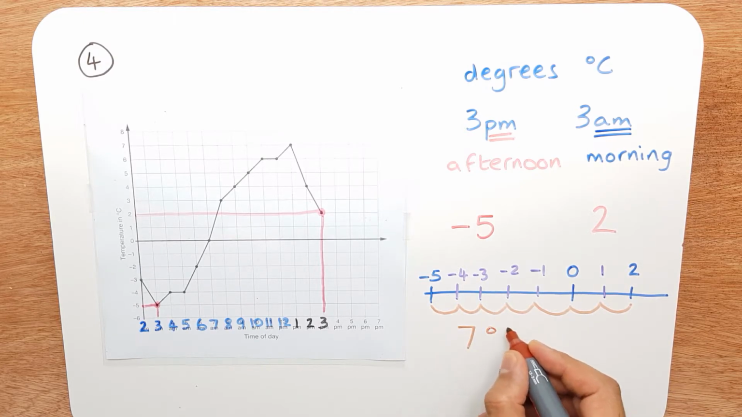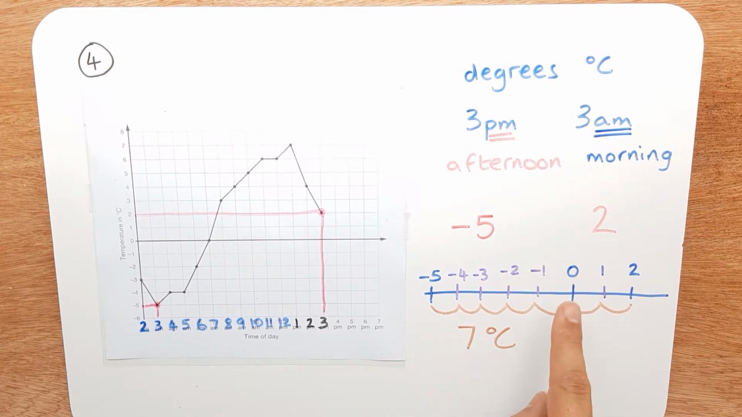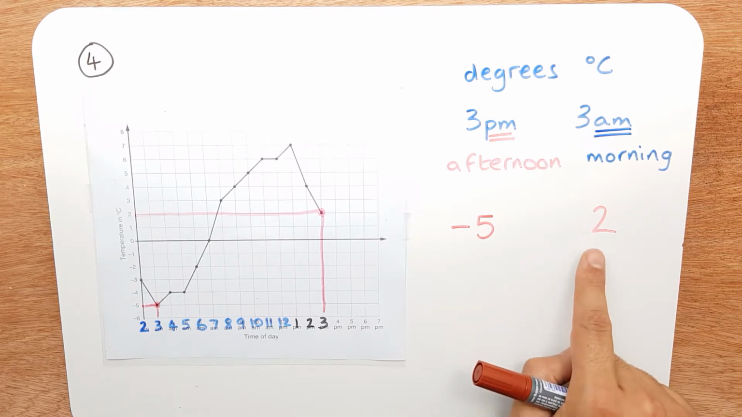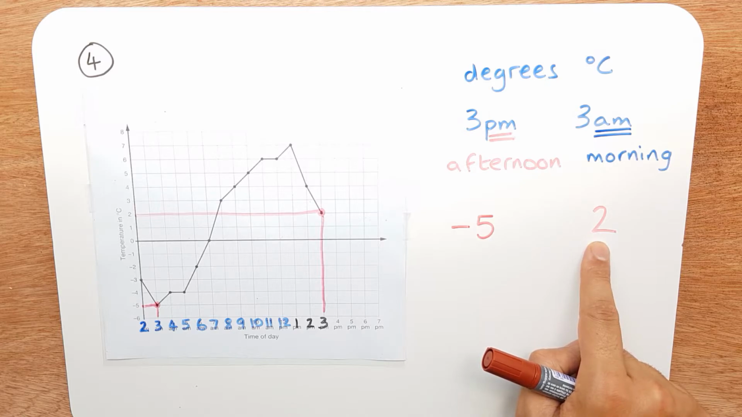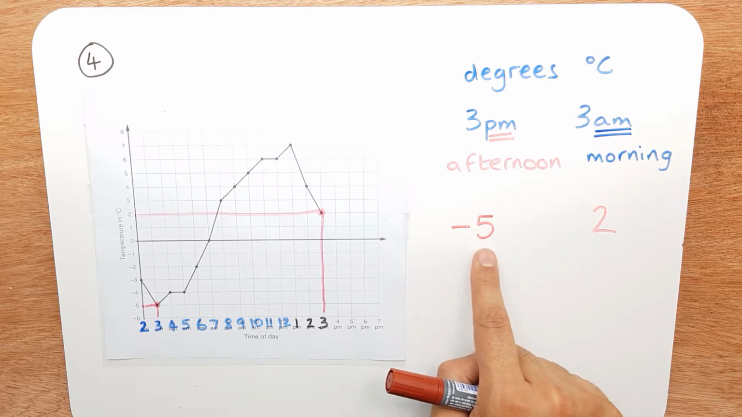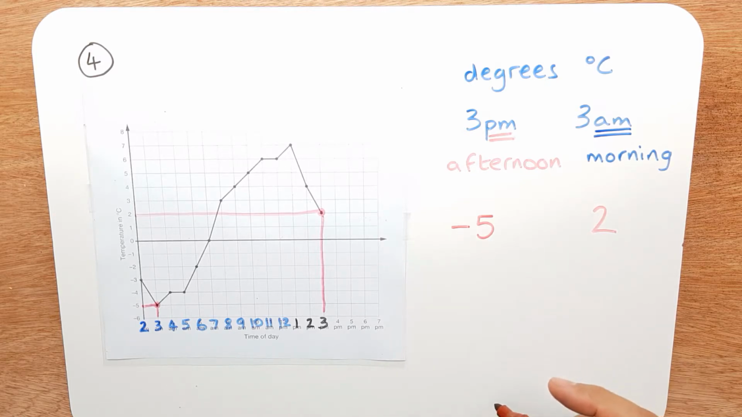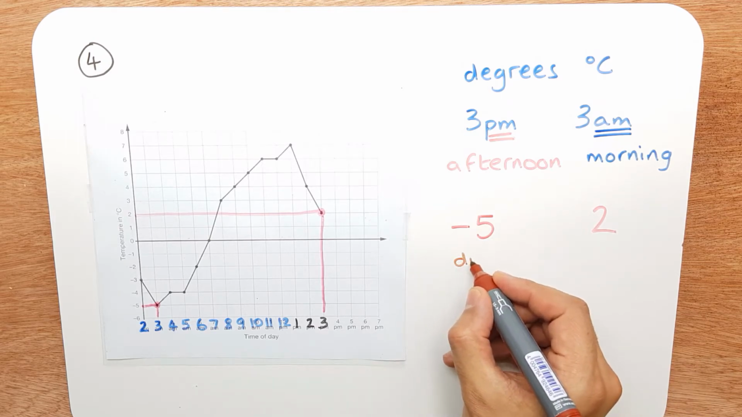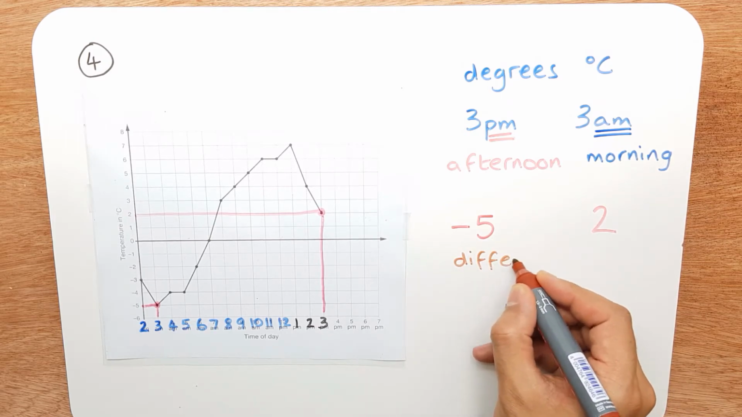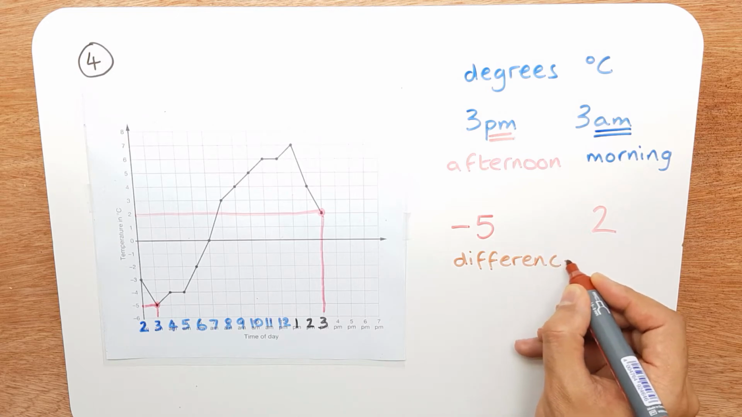7 degrees Celsius. Now there's another way of doing this, is to work out the difference. So let me rub this out. I now want to work out the difference between 2 degrees Celsius and -5 degrees Celsius. And the word difference, it just simply means minus or take away.